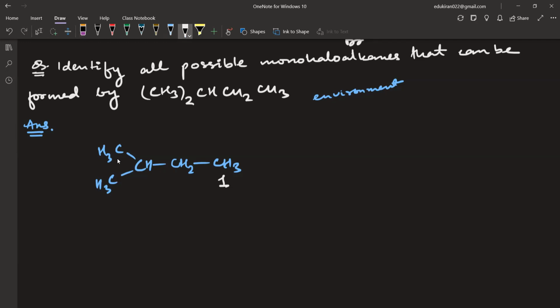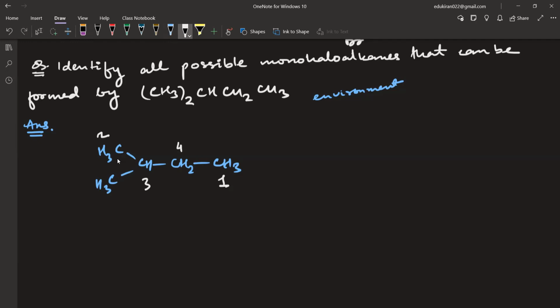This is the second carbon. Do we have any carbon which is CH other than this one? No. So again, we will say that this is a unique carbon. So this is the third carbon, which is unique. Do we have any other carbon which is CH2? No. Then again, this is also a unique carbon. Third and fourth.